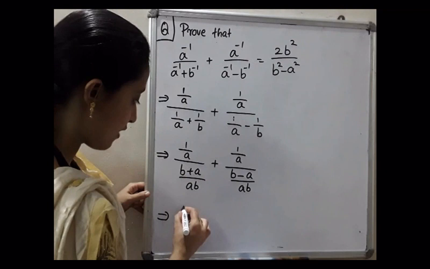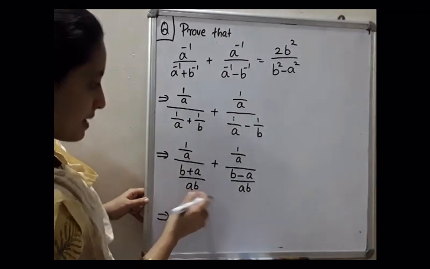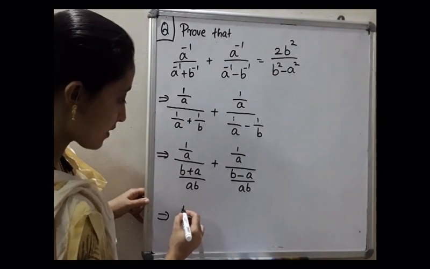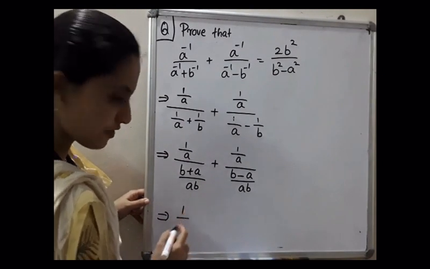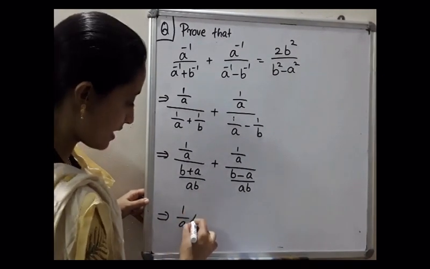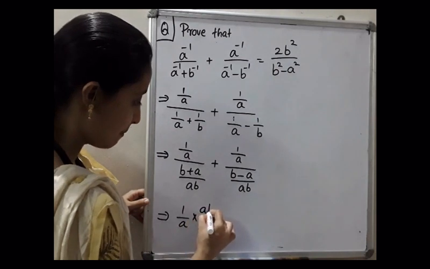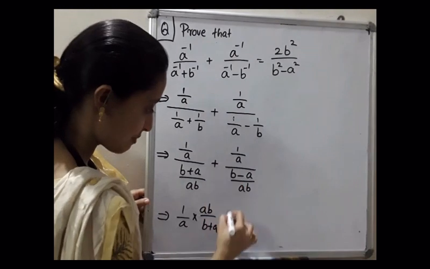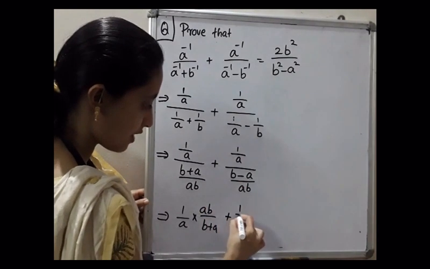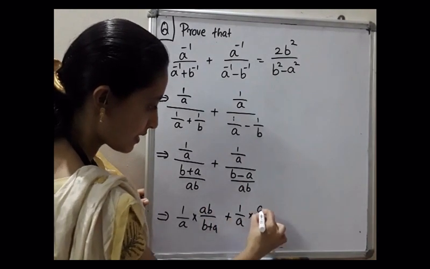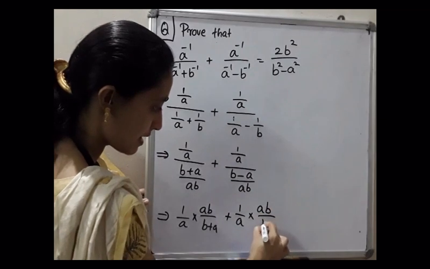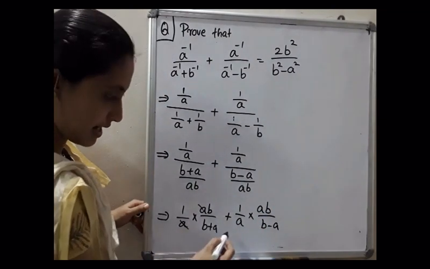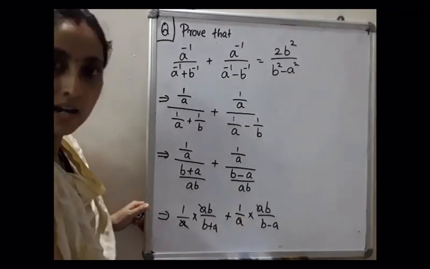How can we write this? 1 by a, with ab moved to the top. If you have confusion, I'll write 1 by a into the reciprocal, which is ab by b plus a. Then this plus, this can be written as 1 by a into ab by b minus a. Hope it's clear now? So a and a got cancelled, here also a and a got cancelled.